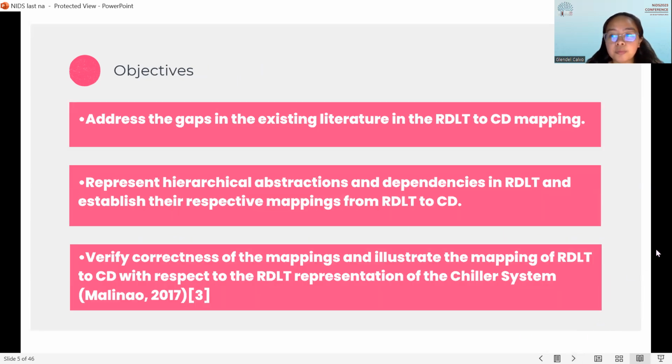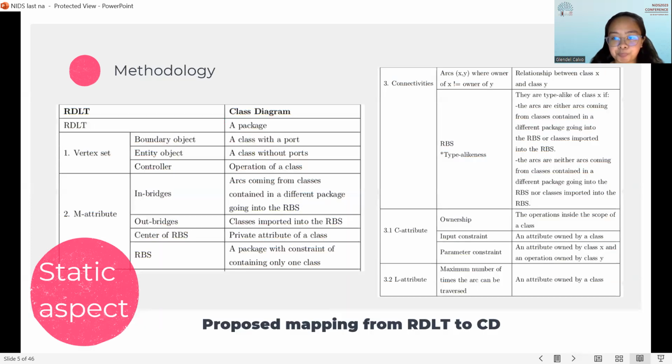And the general objectives of our research is first to address the gaps in the existing literature in the RDLT to CD mapping. Second, represent hierarchical abstractions and dependencies in RDLT and establish their respective mappings from RDLT to CD. And third, to verify correctness of the mappings and illustrate the mapping of RDLT to CD with respect to the RDLT representation of the Schiller system.